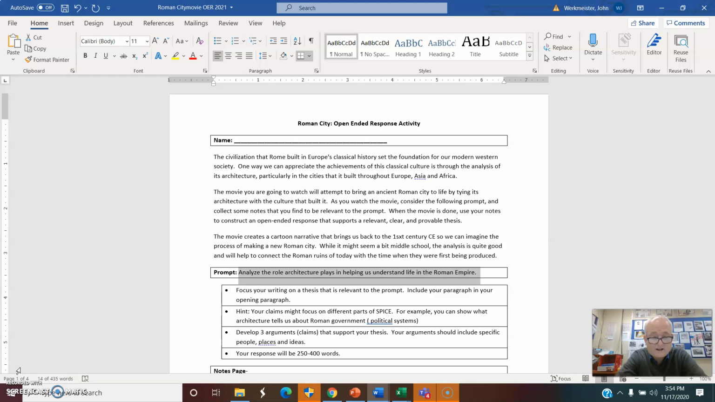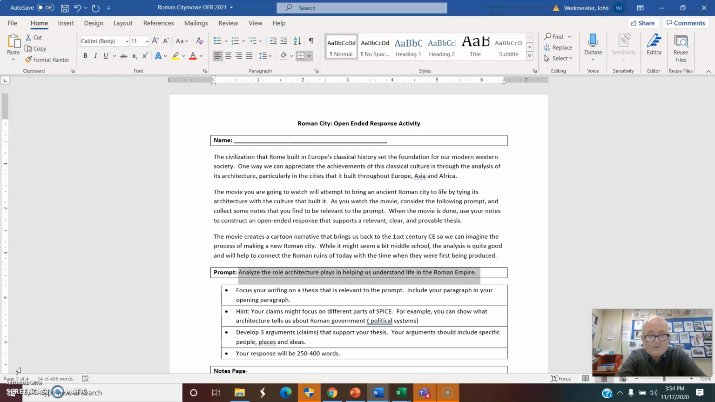And we talked about thesis statements before. Whatever you have, it's a simple one-sentence answer to the question, analyze the role. So give me a statement that analyzes the role that architecture plays in helping us understand Roman life. And again, you could have claims that focus on political systems, interaction. Think of the SPICE paradigm here, because you need to have three claims, and those claims should be supported by a couple of pieces of information each. You could use information twice if you'd like, but again, you want to come up with three claims that show us how your thesis is valid.